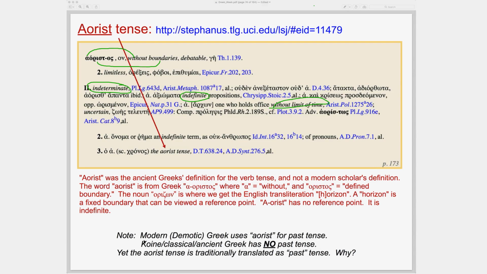The noun orizon, you usually add like an H before that, is where we get the English transliteration horizon. Horizon. A horizon is a fixed boundary that can be viewed without a reference point. Aorist has no reference point. It is indefinite. Modern Greek does use aorist as a past tense.